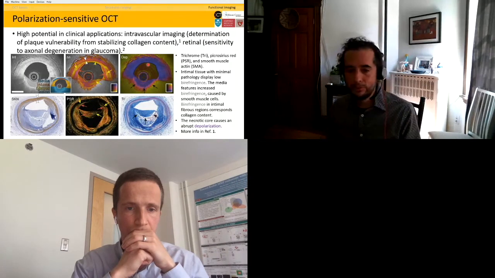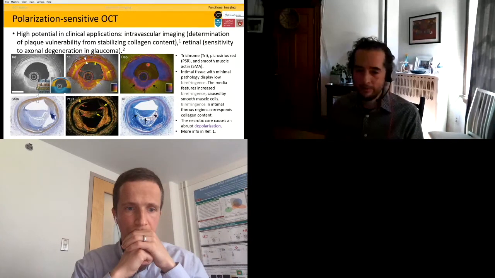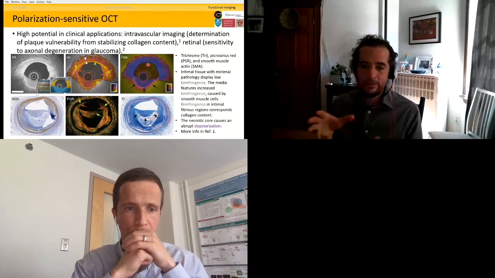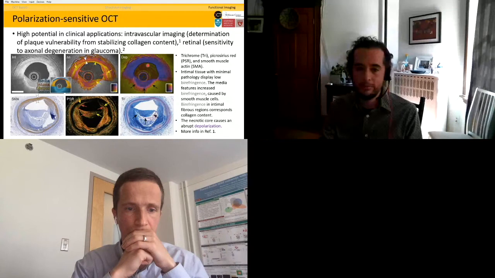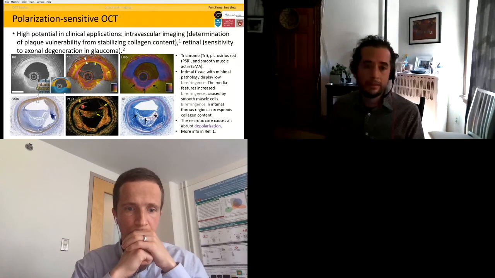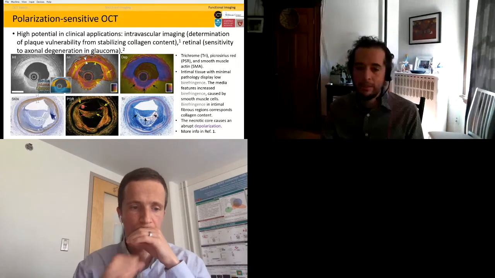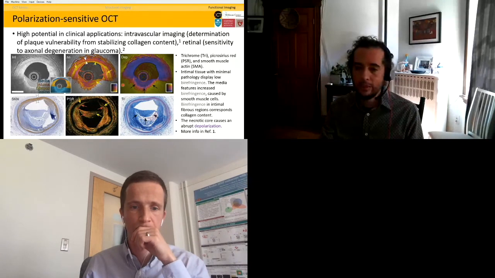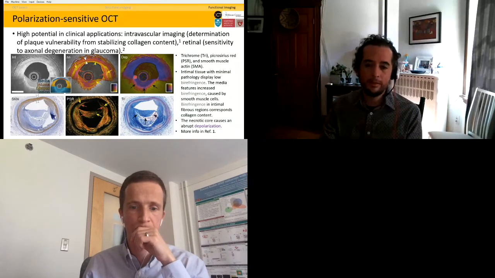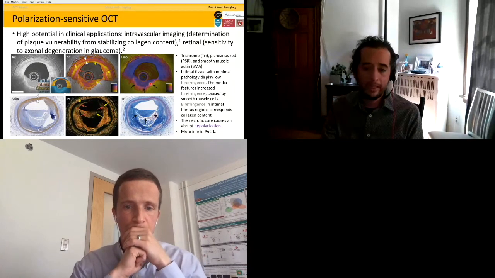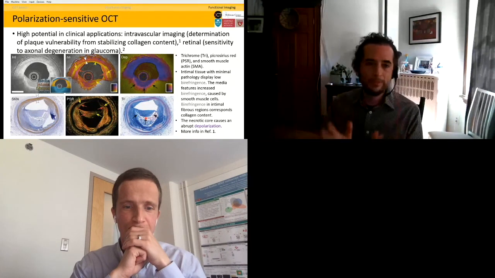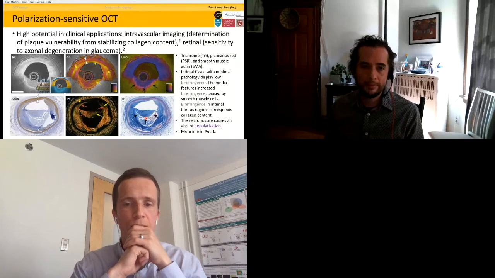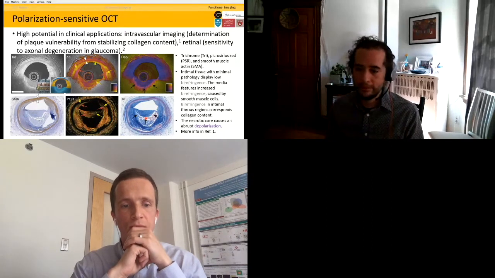In Martin's work, I'm showing here a figure from reference 1, for example. He has found a very close correlation between some parameters that are determined in PS-OCT, such as the birefringence, and the collagen content that is determined in histology using specific stains. And for example, the depolarization that happens in lipid pools in plaques, that are really important for informing the intervention in these patients.